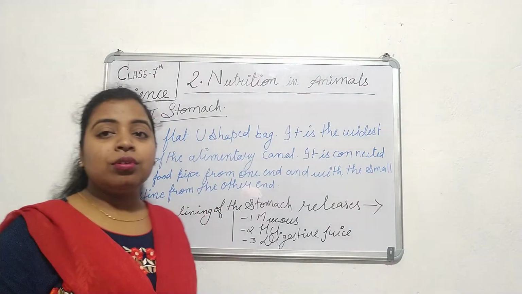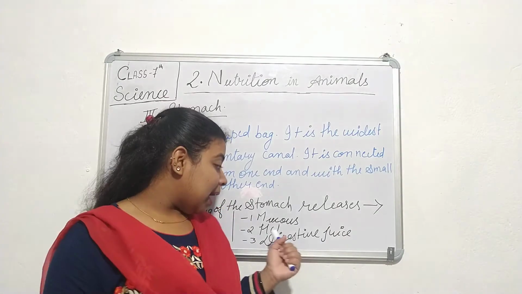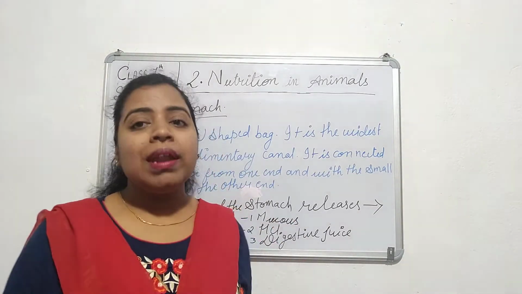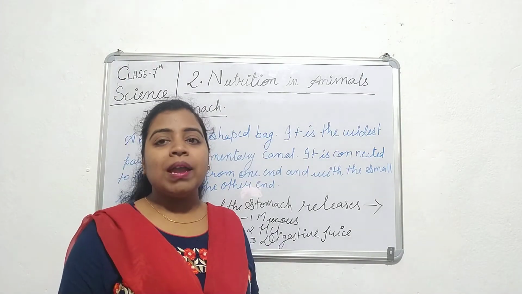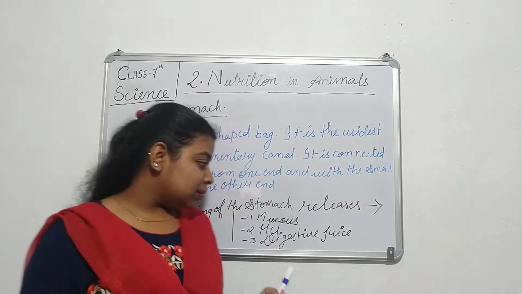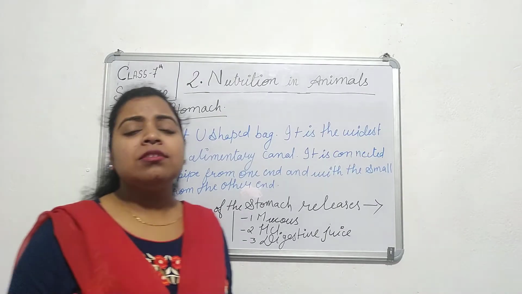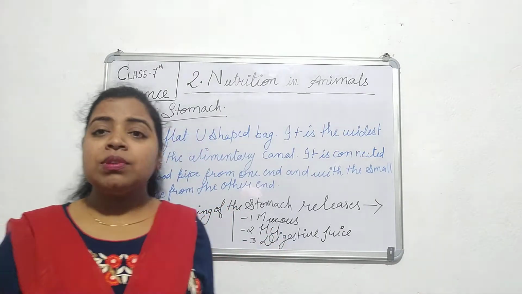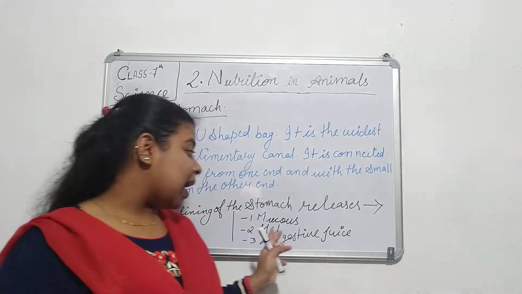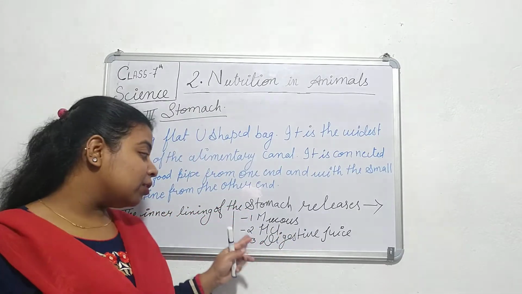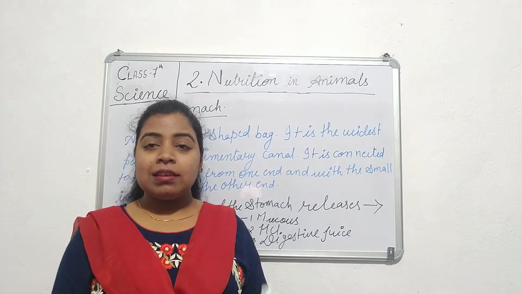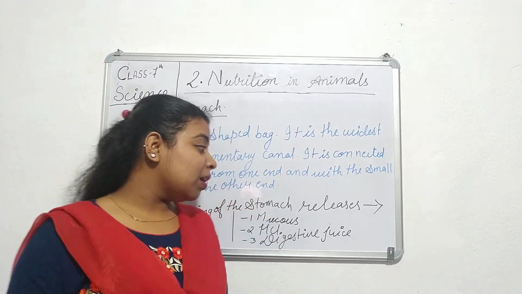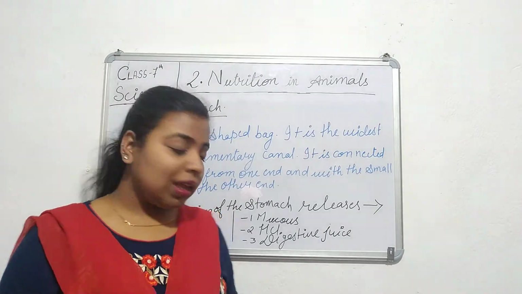Next is hydrochloric acid, HCl. When food enters our stomach through the food pipe, several acids are released. One of the acids released by the stomach is hydrochloric acid, and that hydrochloric acid kills the harmful bacteria which enter our stomach along with the food that we eat.